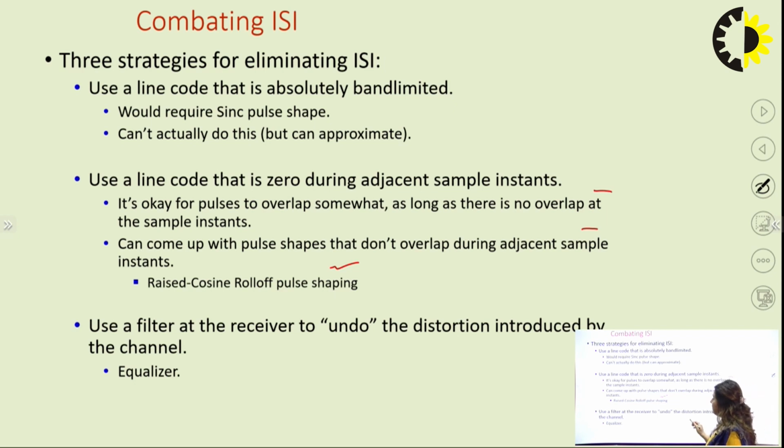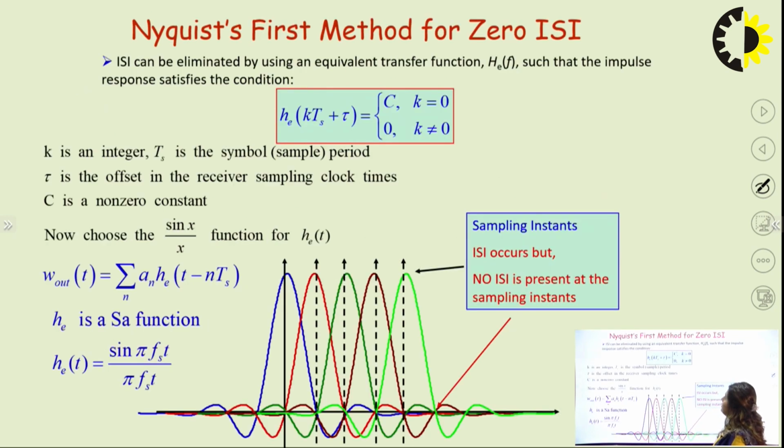So use a filter at the receiver to undo the distortion introduced by the channel. This type of filter is called an equalizer filter, which we have seen already, that is H_E(f) is the equalizer filter frequency response or impulse response. If we put an equalizer filter at the receiving end, then there is a much better chance of easily combating our intersymbol interference. So next we have a method, because we have discussed so far how we can combat intersymbol interference.